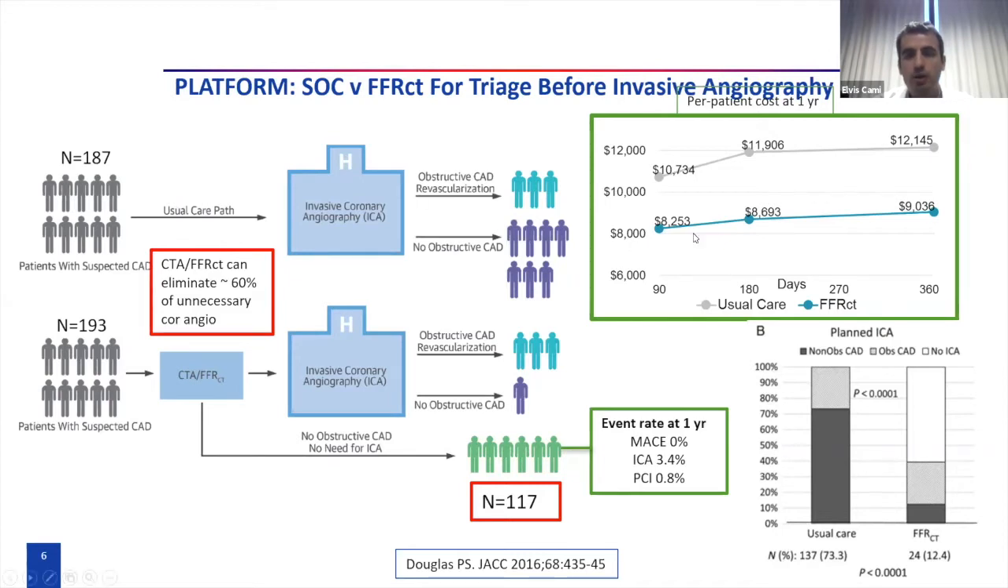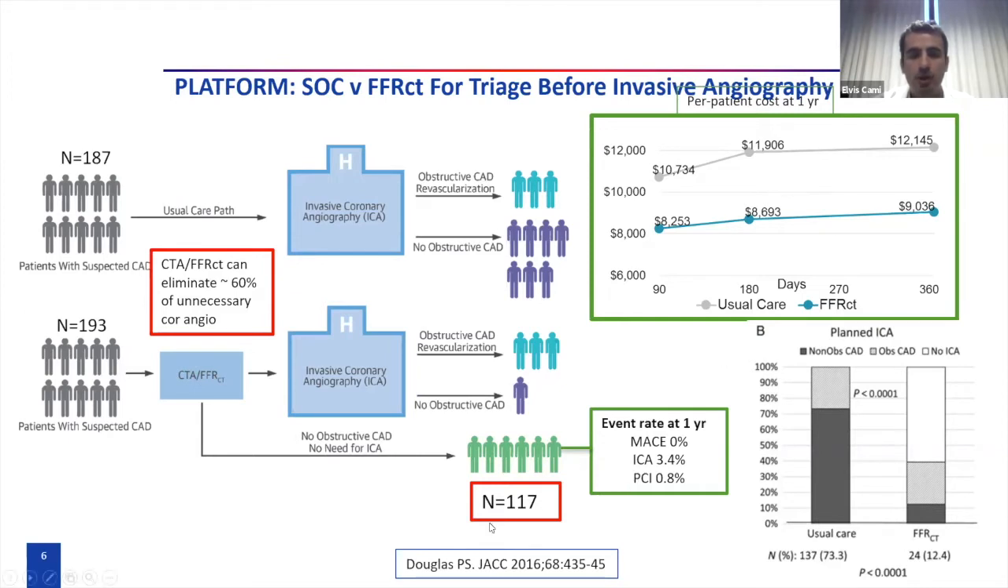And then when you compare the cost, the blue line is the FFR cost versus the gray line is the patient that went to the cath lab. So even when paying for FFR, it still costs less money to get a CT and to do the FFR rather than to send the patients to the cath lab. And that cost continued all the way out to a year.